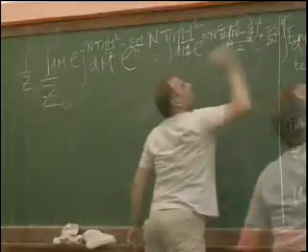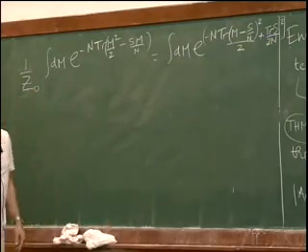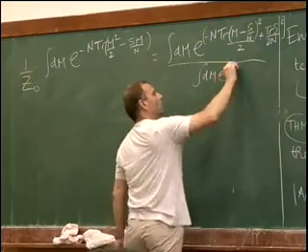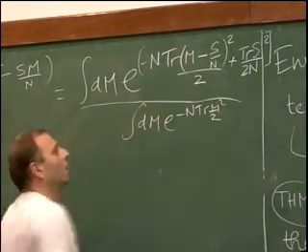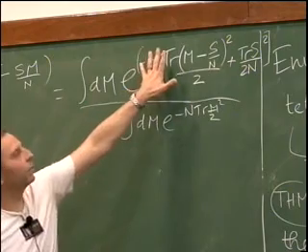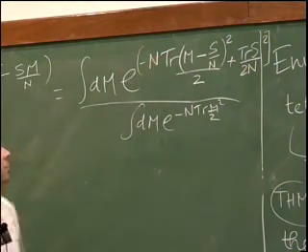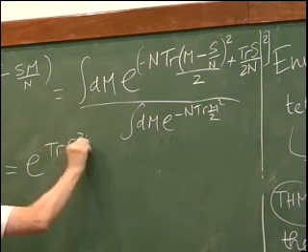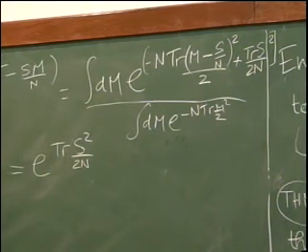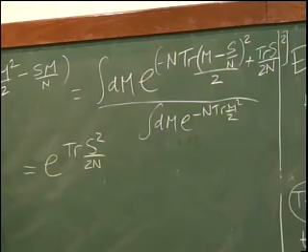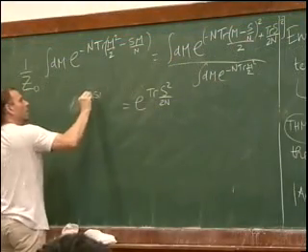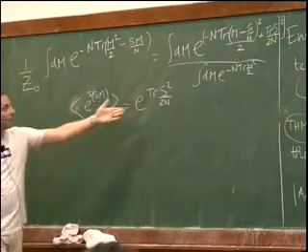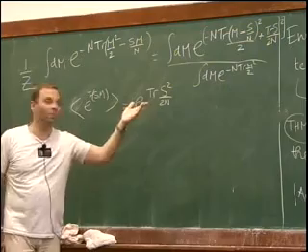Divided by the same integral. So this integral cancels out, of course, this integral. I just have a change of variable, which is a shift. And I end up with e^(trace S^2 over 2N). Okay? So taking derivatives now in this is very simple.